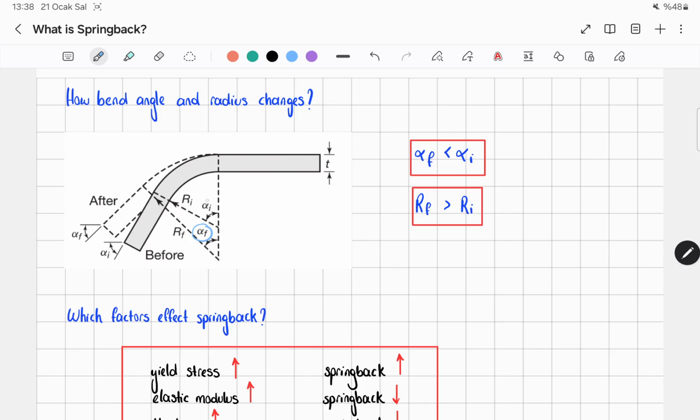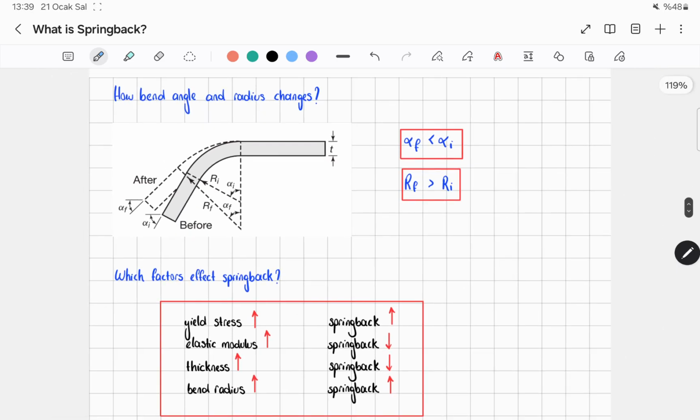As you see, this is the final bend angle, and this is the initial bend angle. The final bend angle is smaller compared to the initial one. And the final bend radius is larger compared to the initial one. So the final radius is bigger, and the final angle is smaller than the initial ones.